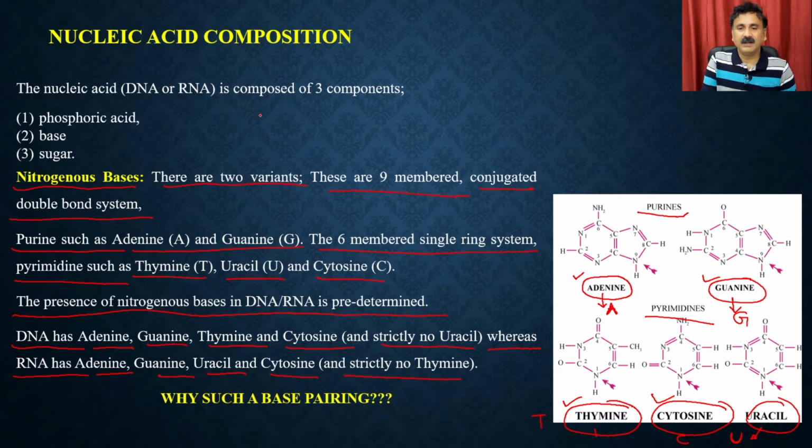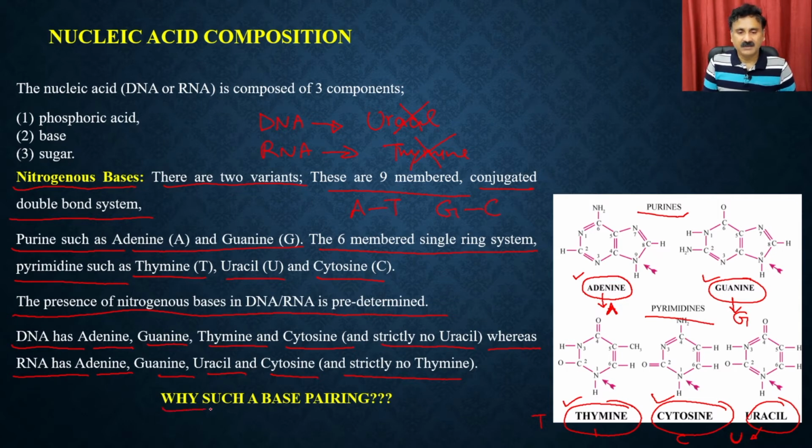So remember that in DNA you are going to have no uracil, and in RNA you are not going to have thymine. That you should remember. The rest are all going to be present. Now these bases make a pair with each other: A makes a pair with T, whereas G always makes a pair with C.